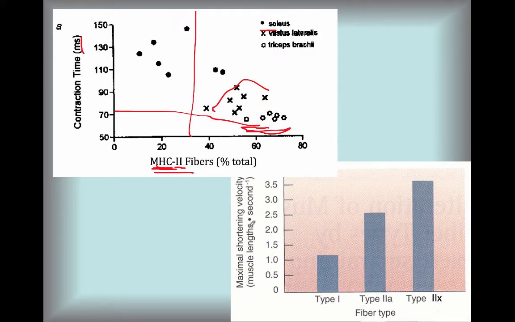Here's some related data. This is shortening velocity now, so it's similar but slightly different. And so now when we express it as velocity in muscle length per second, you can see that the type 2Xs have the fastest velocity. And so not only are they going to be responsible for expressing high force, but they're also going to be responsible for expressing high power.